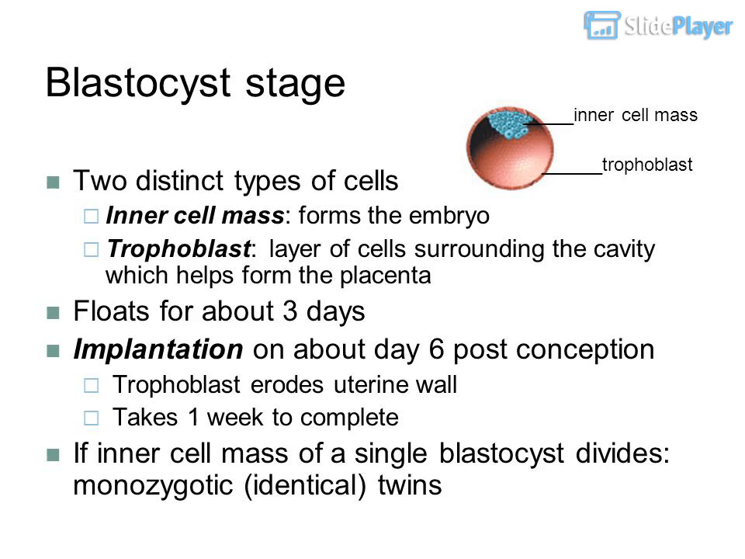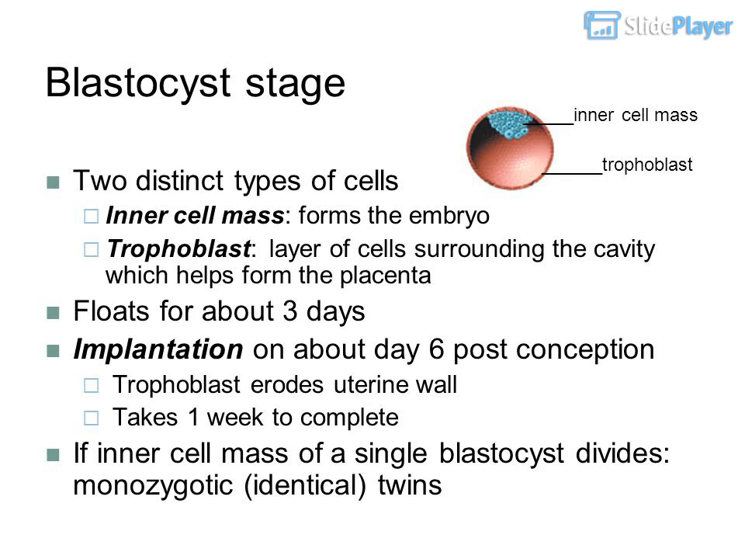Inner cell mass. Trophoblast. 2 distinct types of cells. Inner cell mass forms the embryo. Trophoblast, layer of cells surrounding the cavity which helps form the placenta. Floats for about 3 days.